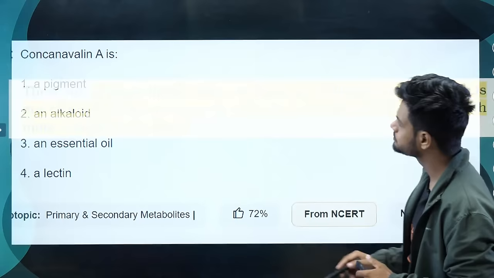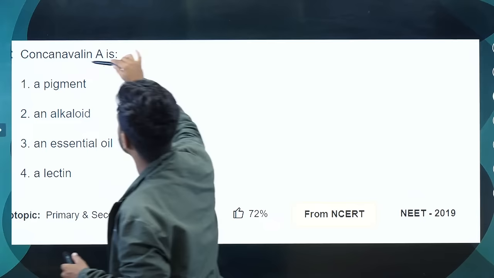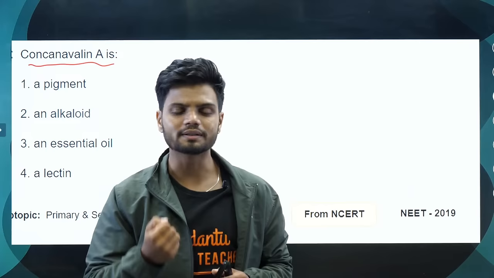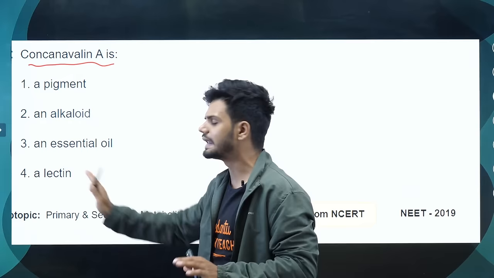Next one. Concanavalin A. What is concanavalin A? Can you tell me in chat? Is it a pigment? Is it an alkaloid? Is it an essential oil? Or is it a lectin? Tell me in the chat.